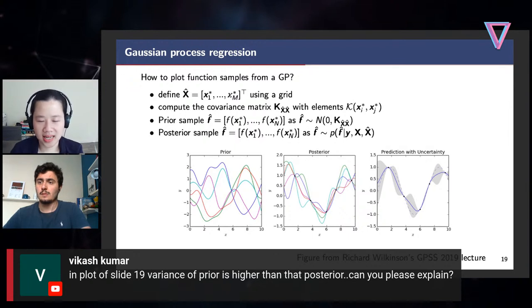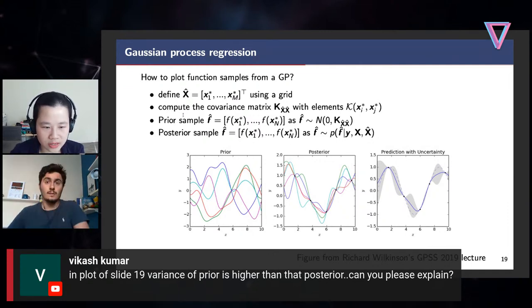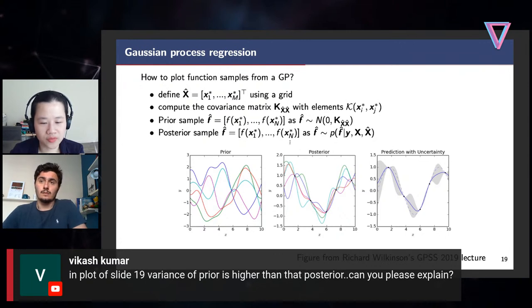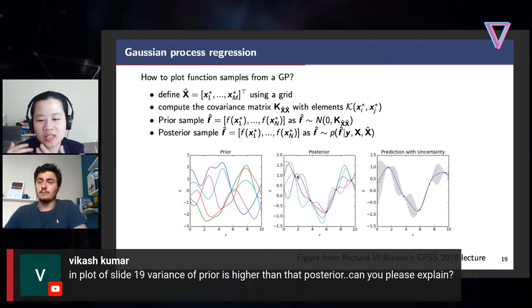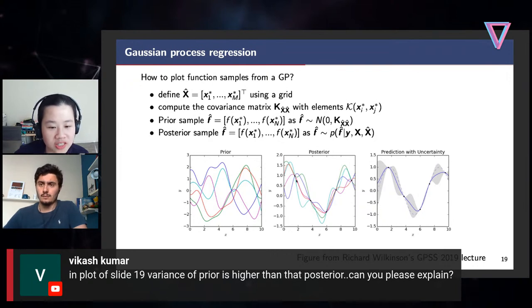Right, yes. The whole idea of doing GP regression is that you want to be able to reduce uncertainty on the points you've seen. This is not very easily seen, but there are some black dots here that correspond to the observed data. If you have observed data, then there is no uncertainty there. That explains why all the functions are going across here and the variance at this point is zero. So that's the first point.